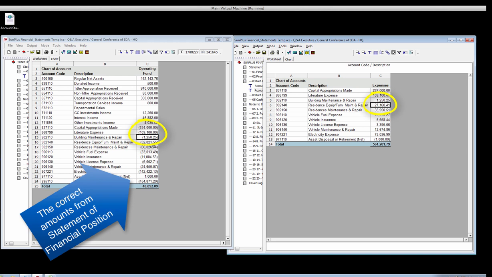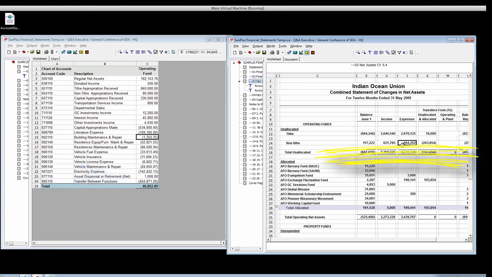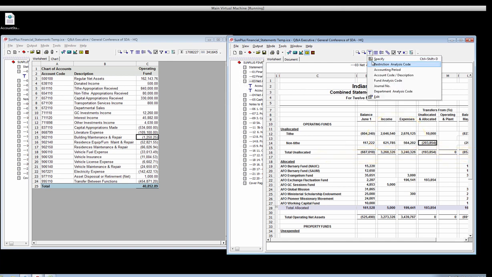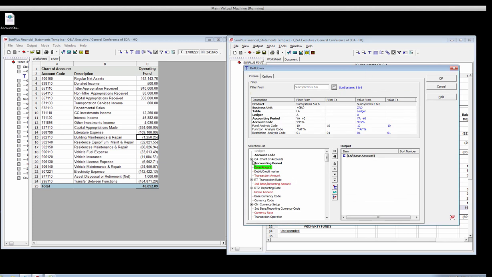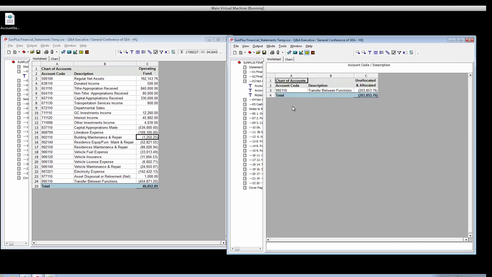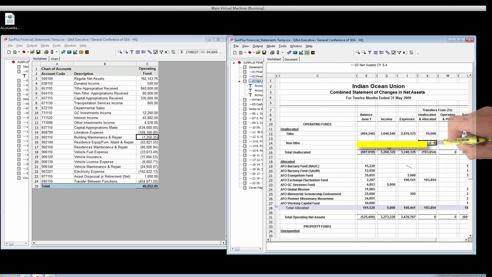Looks like we're having problems, and these things are not working correctly at all over here. It's not as if one thing is off. It seems like everything is off. We could look over here and drill down by account code and description. Transferred between functions 203, 853, 76. Transfer. Oh brother. So this thing is way kooky.